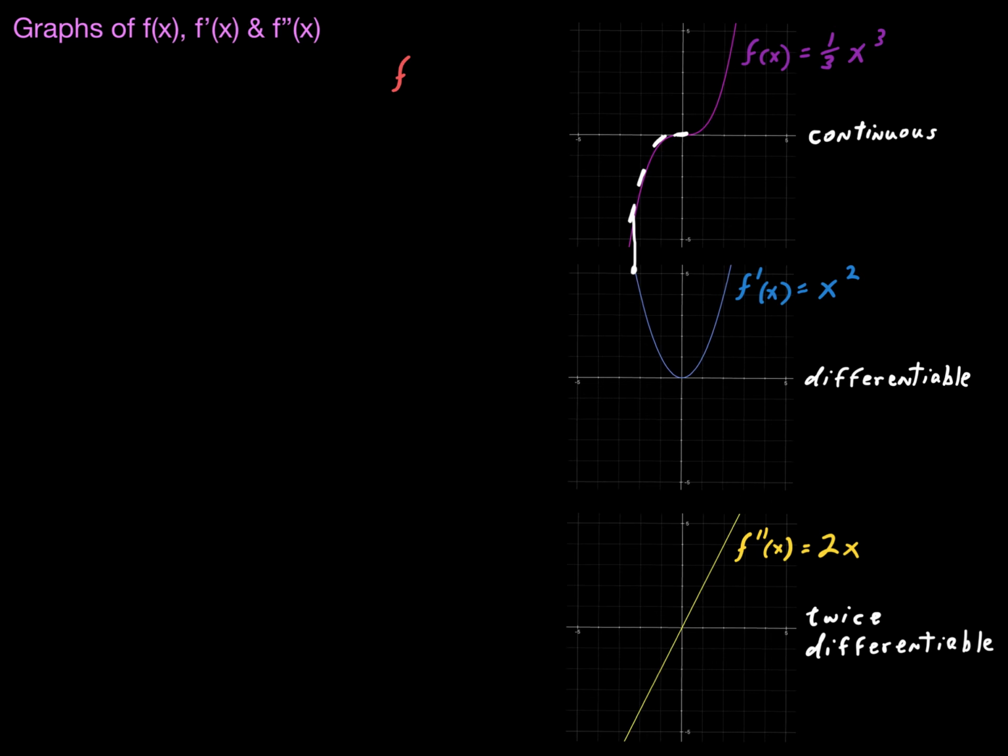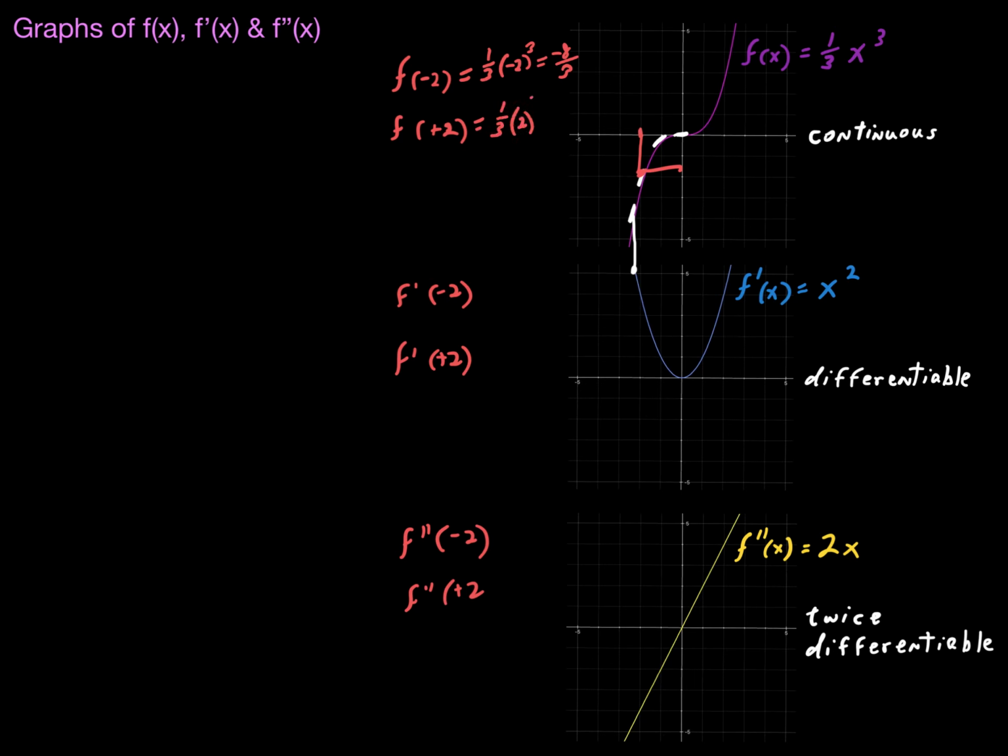Let's focus on -2 and 2. So we're going to look at f of -2 and f of positive 2, f prime of -2 and f prime of positive 2. And then the same thing with the second derivative. Here, on the f graph, -2, well, that's 1/3 times -2 cubed, which is -8/3. So when x is -2, your y value is -8/3. And then when it's a positive 2, you're going to get a positive 8/3, which means when x is 2, your y value is positive 8/3.